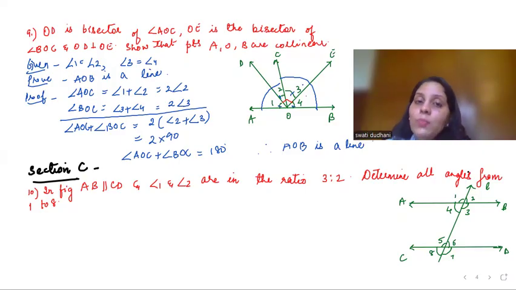So when you see prove AOB is a line or AOB are collinear, whatever, you will try to make the sum of all the angles on it as 180 degrees. I hope this is clear. Now moving on to the next one.